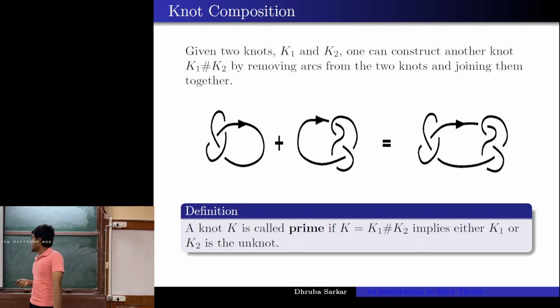And this is also a definition of a prime knot. A knot is called prime if it cannot be broken down further into non-trivial knots.